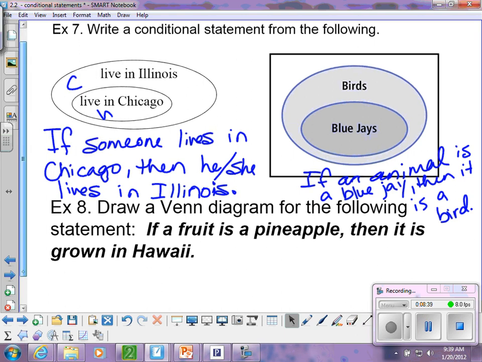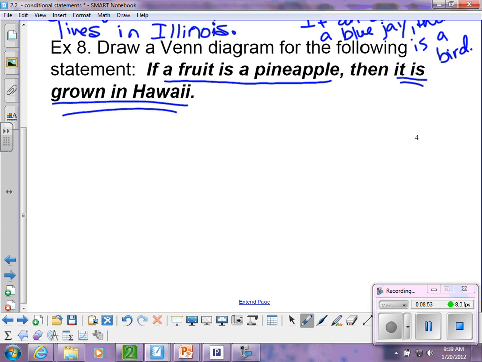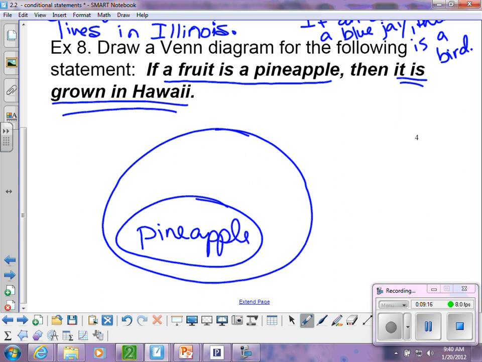All right, and the next thing we're going to do in example 8, draw a Venn diagram for the following statement. If a fruit is a pineapple, then it is grown in Hawaii. So here's my hypothesis. Here's my conclusion. So I'm going to draw my circle. Then I'm going to draw a little circle, or an oval-ish thing. Shh. It's not an olive. If a fruit is a pineapple, so I can put pineapple here. I don't need to put fruit. That's just the identifying word, right? So you don't necessarily have to put it. But you do need to put grown in Hawaii.